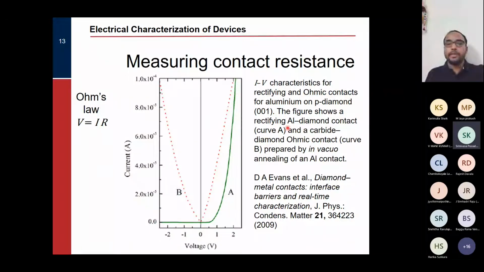Okay, so here there are basically two directions in which this measurement was done. For example, one is in the positive bias range and the other is the negative bias range. Here you can see that it's written there is a rectifying graph, that is curve A, which is the green color, and there is an ohmic curve, that is curve B, which has been plotted.